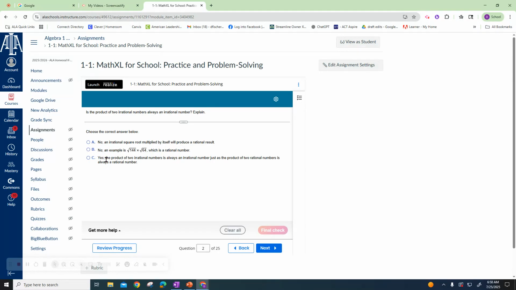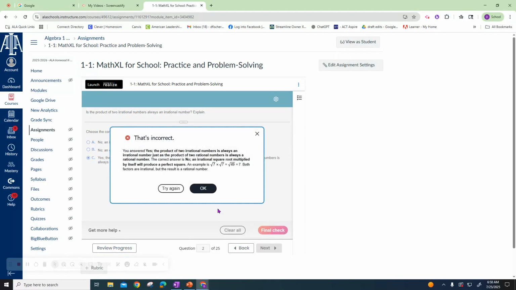And let's see what this one is. Yes, the product of two irrational numbers is always irrational, just as the product of two rational numbers is always a rational number. Let's pick that one and just see how we are. I'm pretty sure that's the right answer, but let's just check. Oh, I missed it. I really knew it wasn't that one. But that's probably what you were thinking.